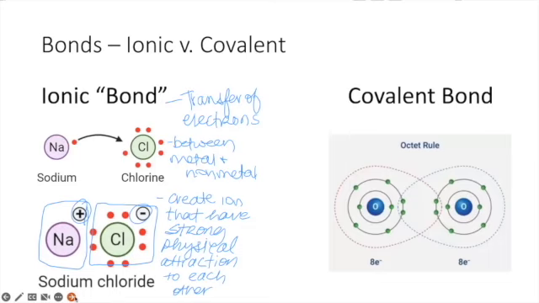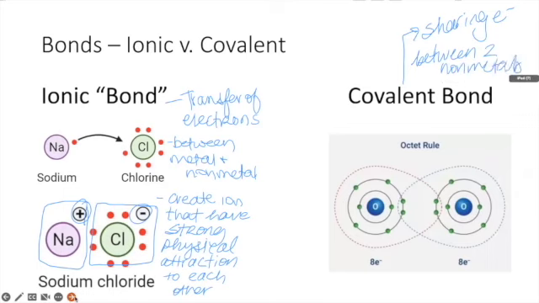Whereas covalent bonds, they are sharing the electrons. This is between 2 nonmetals. And so this creates bonds between the elements. I'm sorry, elements, atoms, same thing. So now they're physically sharing those 2 electrons.